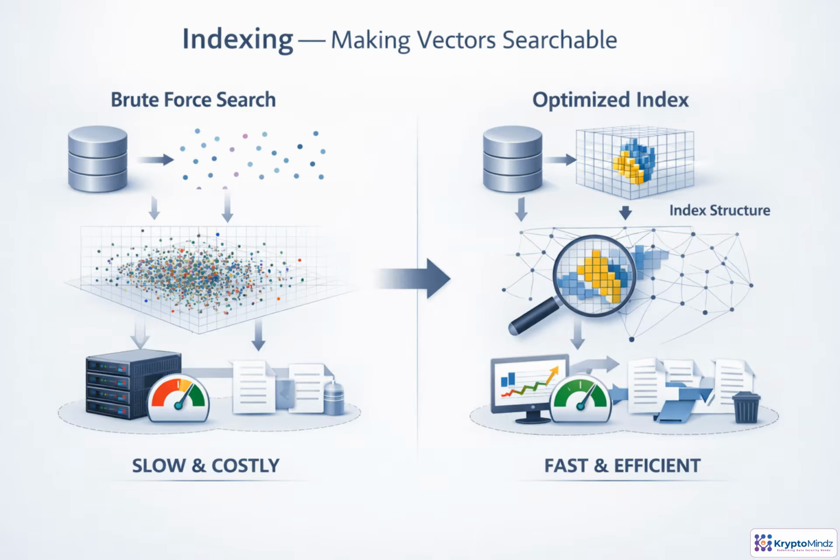To find neighbors quickly, the database needs more than stored embeddings. Brute force search compares the query against every vector, which works for tiny datasets but becomes slow and expensive at scale. An index reorganizes vectors into a search-friendly structure, more like library shelves than a pile of books. The trade-off is tuning. Faster search may use more memory or slightly affect recall, so configuration matters.